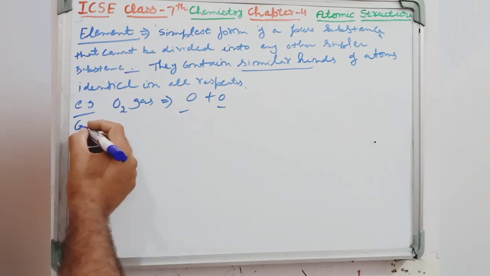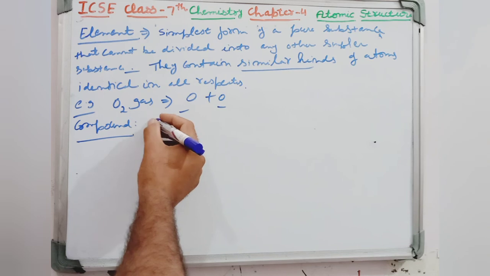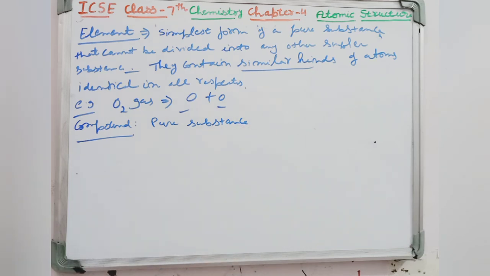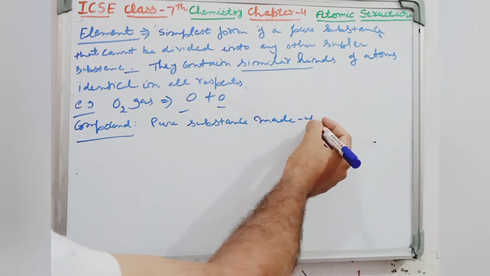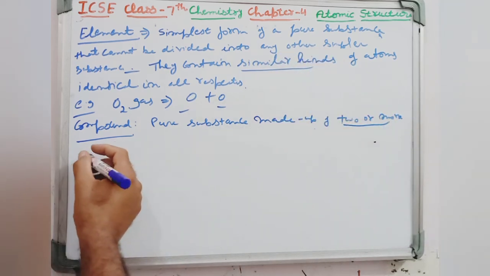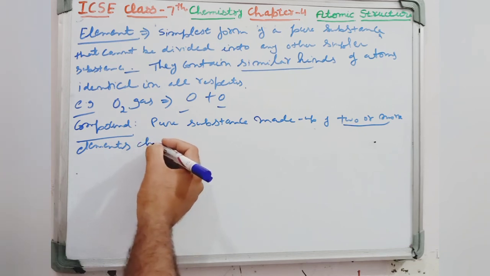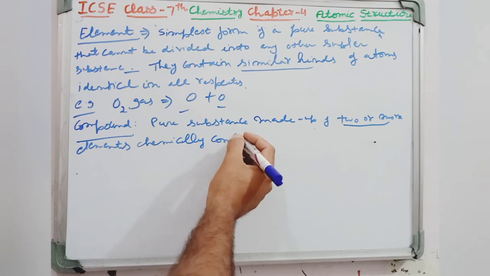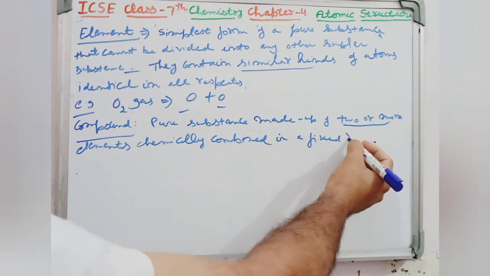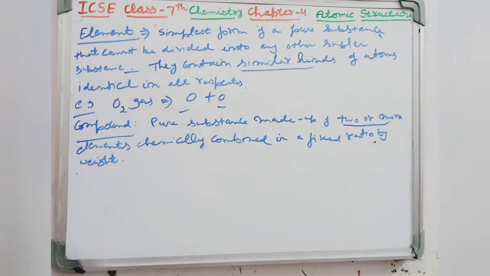Now we will move further. Compound. A compound is also a pure substance made up of two or more elements chemically combined in a fixed ratio by weight. Their weight will be fixed, right?